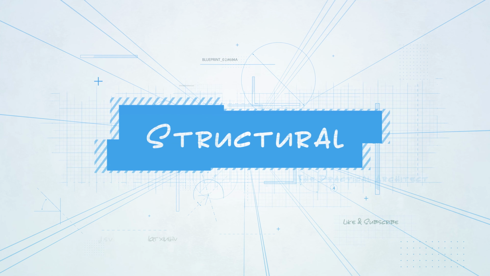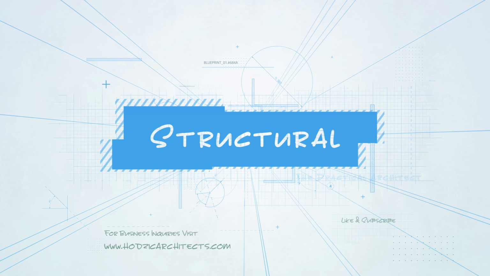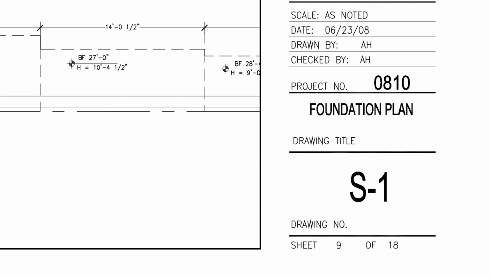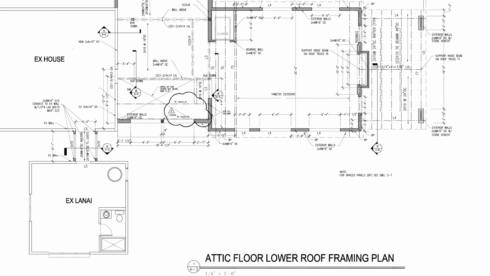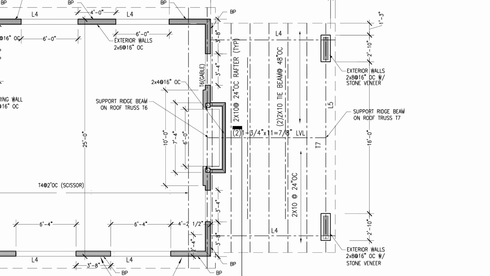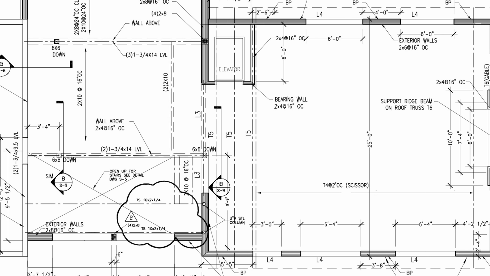Another very important drawing is the structural drawing. The structural drawing gives the details of how the house is built so it can stand. For example, this drawing shows the attic floor plan and low roof framing plan. So these are the symbols for the joists and the trusses. And these are roof trusses. Right, it shows how they connect into each other.